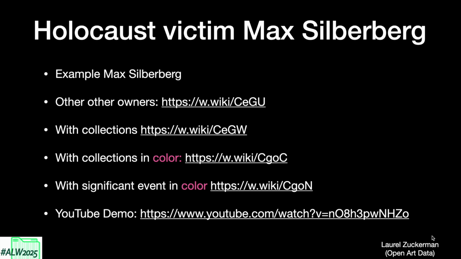Another way one can research is to look at a specific person and get all of the artworks that that person owned, and then look at who the other people that artwork passed through and what else they owned, with the idea that people who dealt in artwork that had belonged to Holocaust victims, there might be a pattern. Maybe there are other artworks.